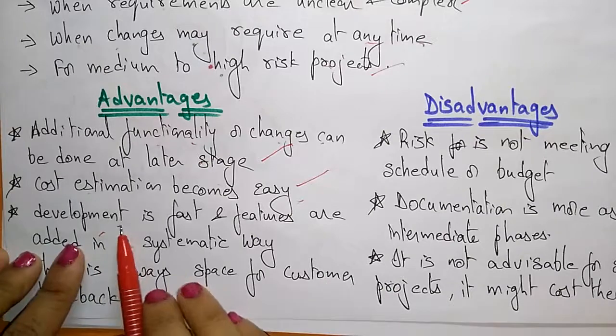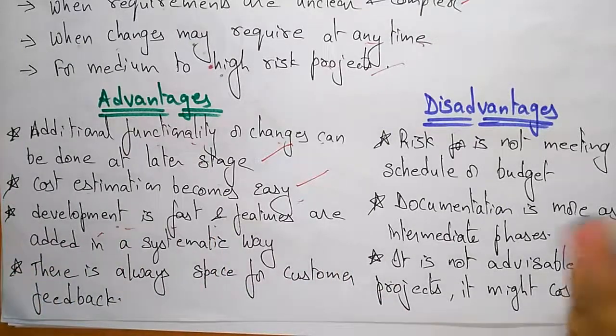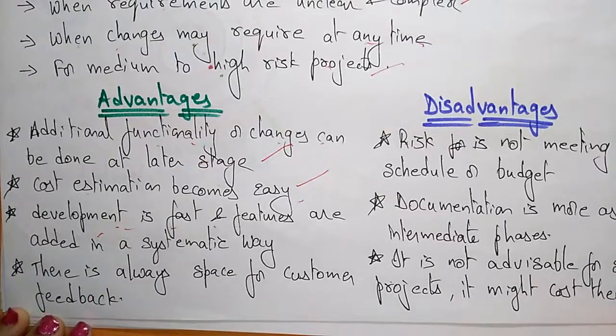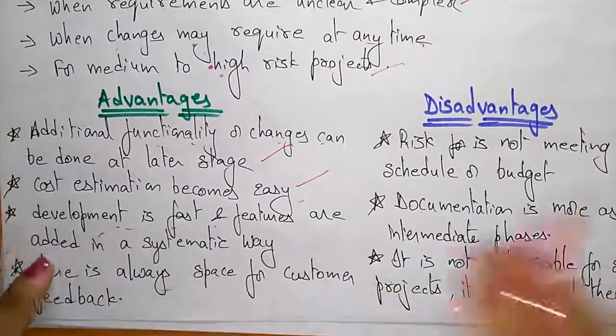In the spiral model, development is fast and features are added in a systematic way. There is always space for customer feedback. Whatever feedback the customers want to give, they can give frequently, at any time. So there is space for customer feedback in the spiral model.